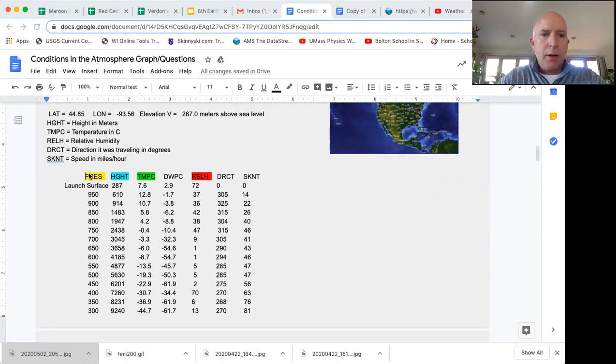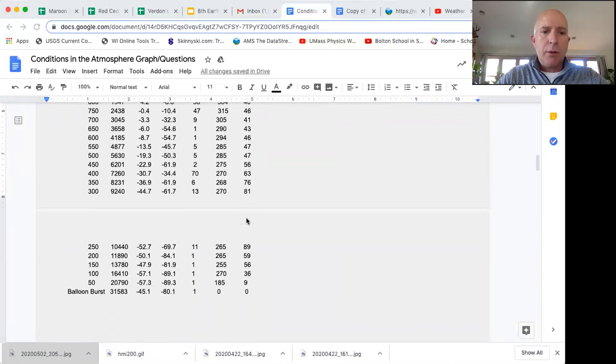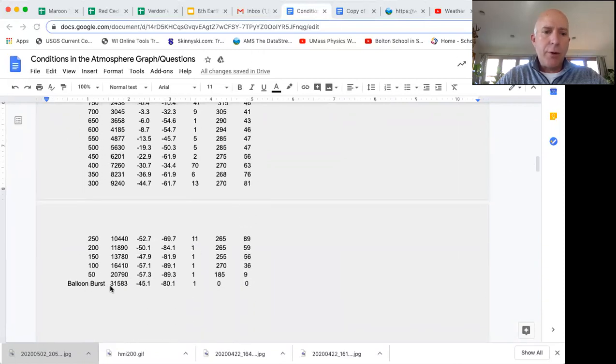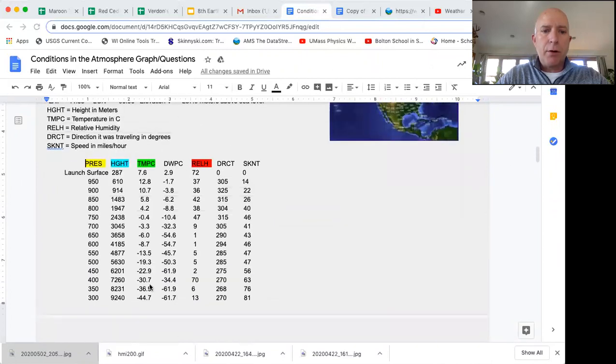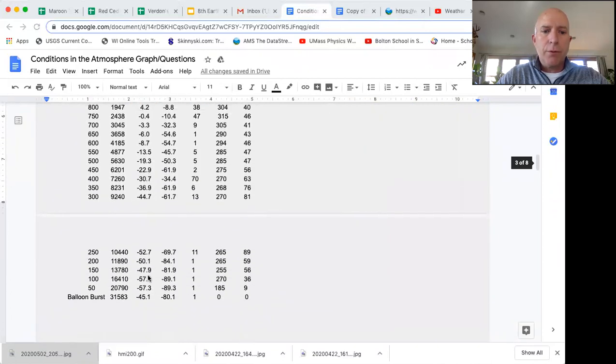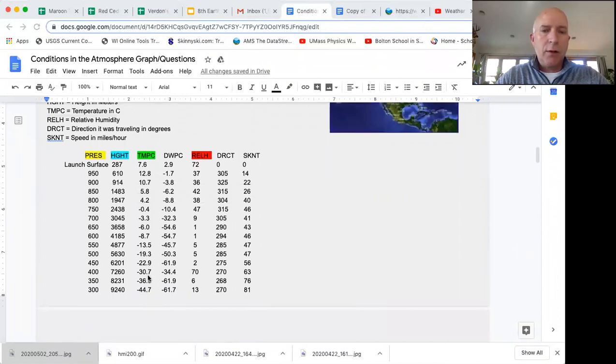We have air pressure, height in the atmosphere, temperature in Celsius, dew point temperature, you won't need that one, relative humidity, the direction that the balloon was traveling, and the speed in knots, nautical miles an hour, that it was traveling. The balloon burst at 31,000 meters, 90-some thousand feet up. You can see that the temperatures up there are extremely cold. You'll see, it's a pretty strange place, the upper atmosphere.